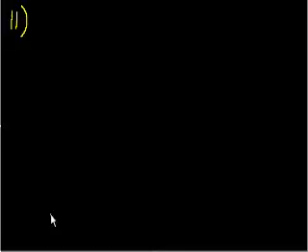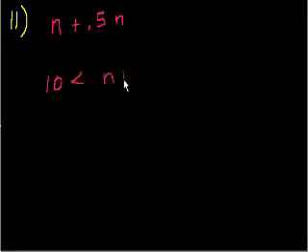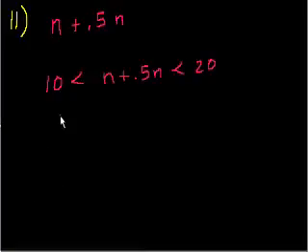Problem number 11. I'll switch colors. When the positive even integer n is increased by 50% of itself, so plus 50% of itself, the result is between 10 and 20. So 10 is less than n plus 0.5n, which is less than 20. Right? That's what we know. What is one possible value for n?